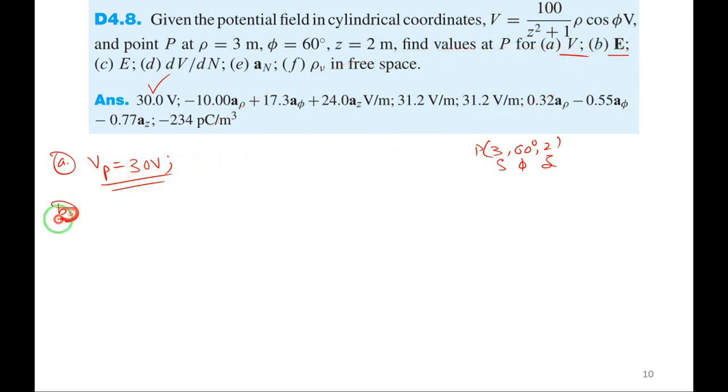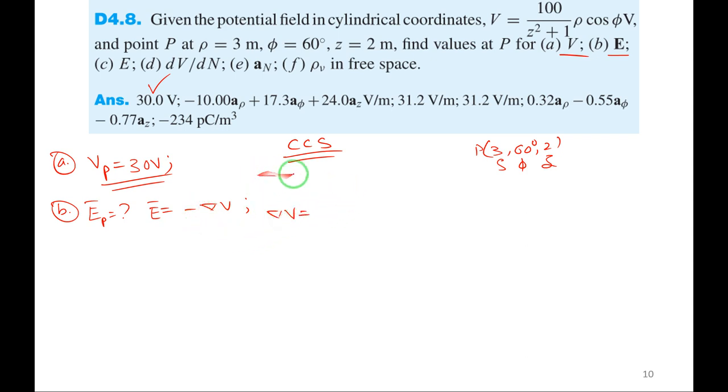Yes, E vector at point P we want to find out. We will see, right? So this is given in the cylindrical coordinate system. We know the relationship between E and V: E equal to minus del V. First find out del V, then multiply by minus for that, right? So del V in cylindrical coordinates.